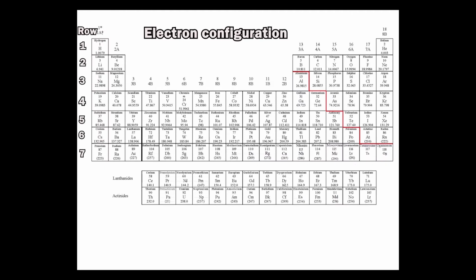Notice that the rows, these are technically called periods. I labeled these as row 1 to 7. Starting with row 1, fill the electrons. Row 1 is the 1s orbitals, going from left to right. Then go to row 2, fill the electrons. Row 2 is the 2s and 2p orbitals. Continue to follow this order.